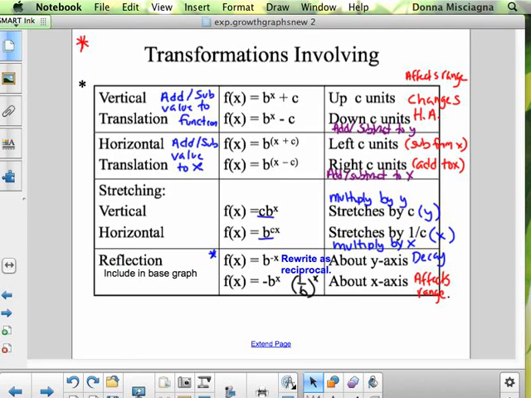So the stretching has to occur before translations. And the same thing with reflections. So this is first, and this is done second. All right, so you do have to deal with any stretching or reflecting, any dilations before translations. So if that's not in your notes, do add that the stretching and reflections are first and the translations are second.